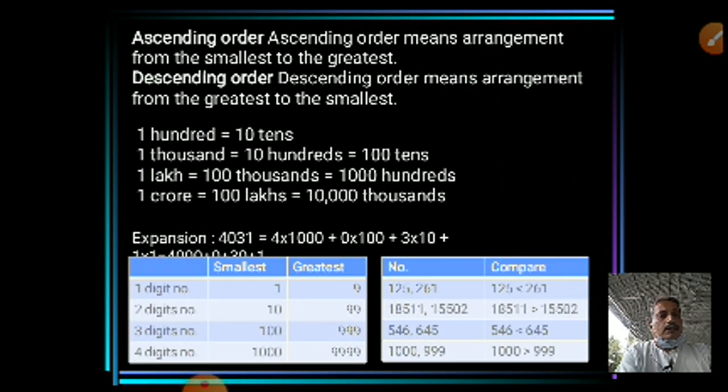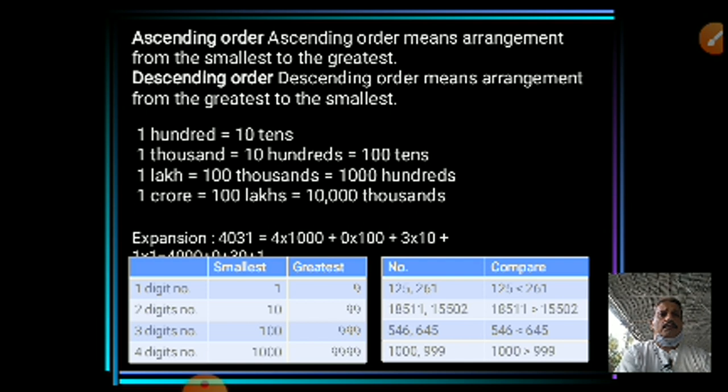Okay, look here, beta. You may know about ascending and descending order. Ascending order means arrangement from the smallest to the greatest. In the same way, descending order means arrangement of numbers from the greatest to the smallest.